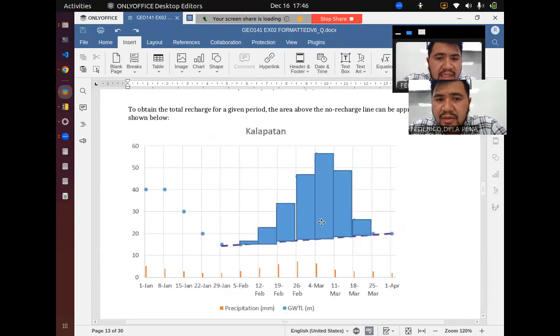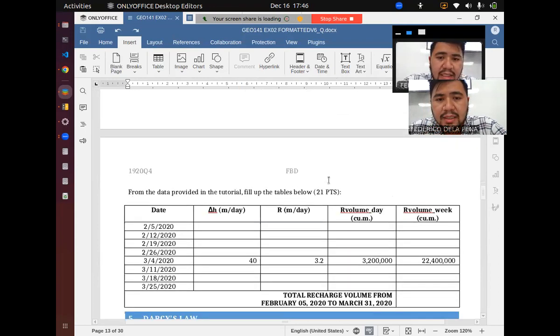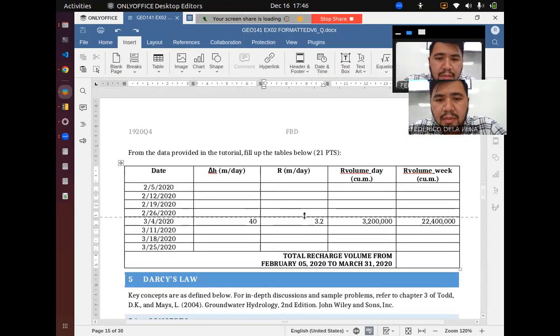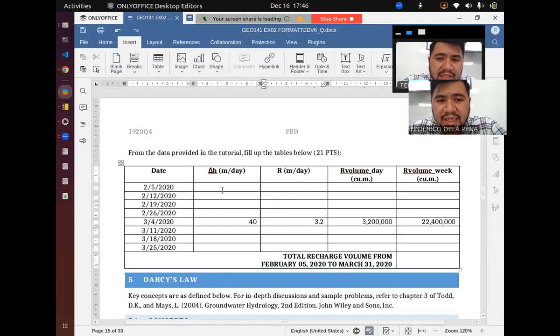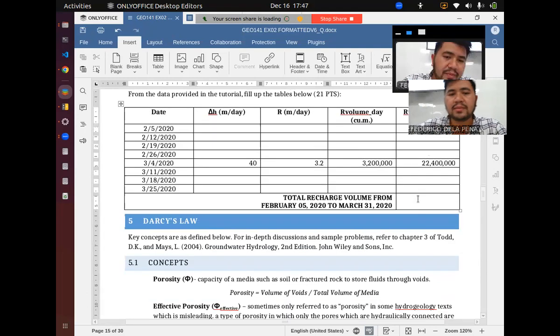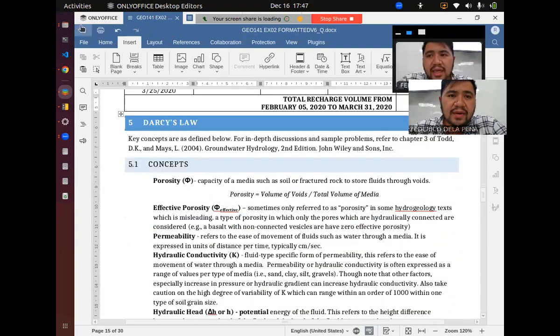Okay, so parang ganyan lang siya, no? I-divide mo lang sila into bins. Okay, so yung exercise nyo is just fill up this table, get the delta H per day, per date, then get the recharge, no? So delta H times SY, yun yung recharge mo. And then multiply it by the watershed area, and then you can get the volume of recharge per week. Okay, very simple.